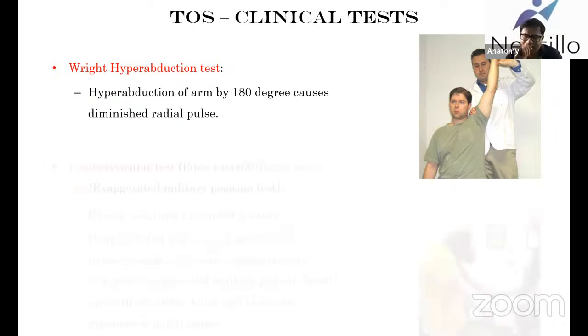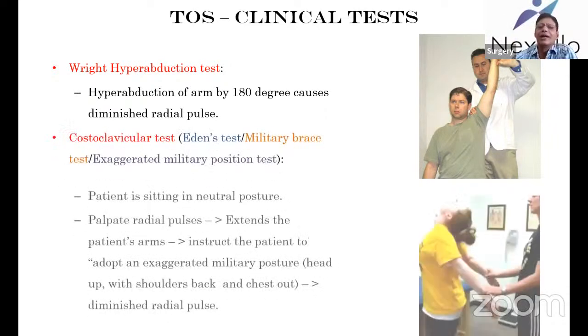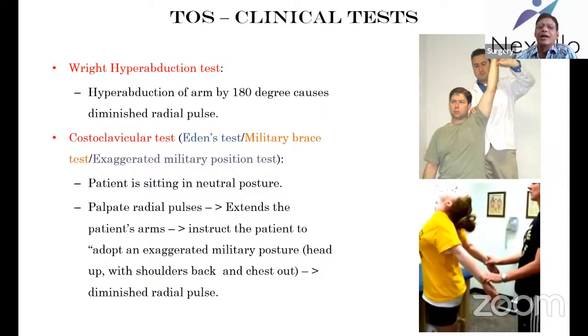And one last important test that can be done is known as Eden's test, or the military brace test, or the exaggerated military position test. In this, once the patient is sitting in the neutral position, then just as army men stand at attention like this, this is what we are going to do. Ask the patient to extend the neck, move the arms and shoulders upward like this, move them backwards, and pull the hands backwards.